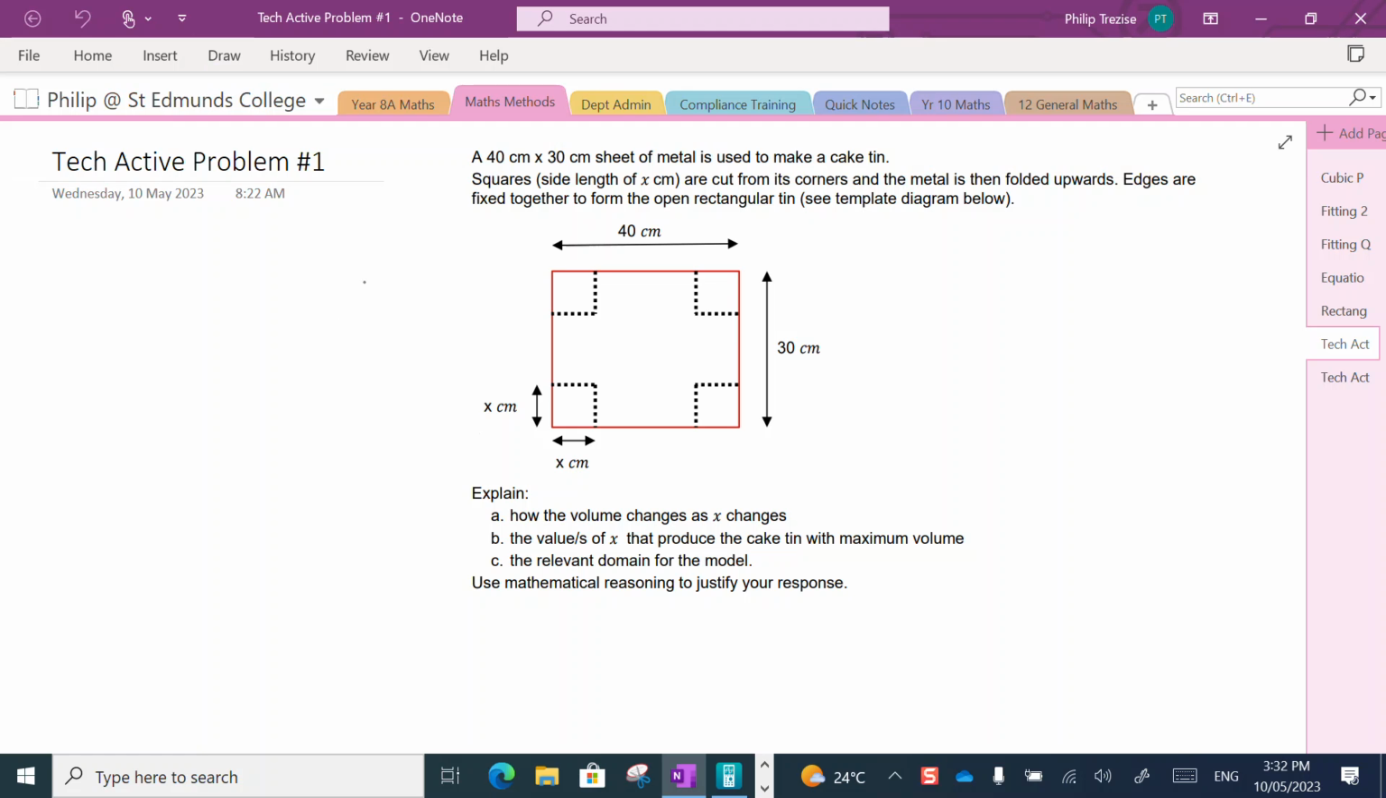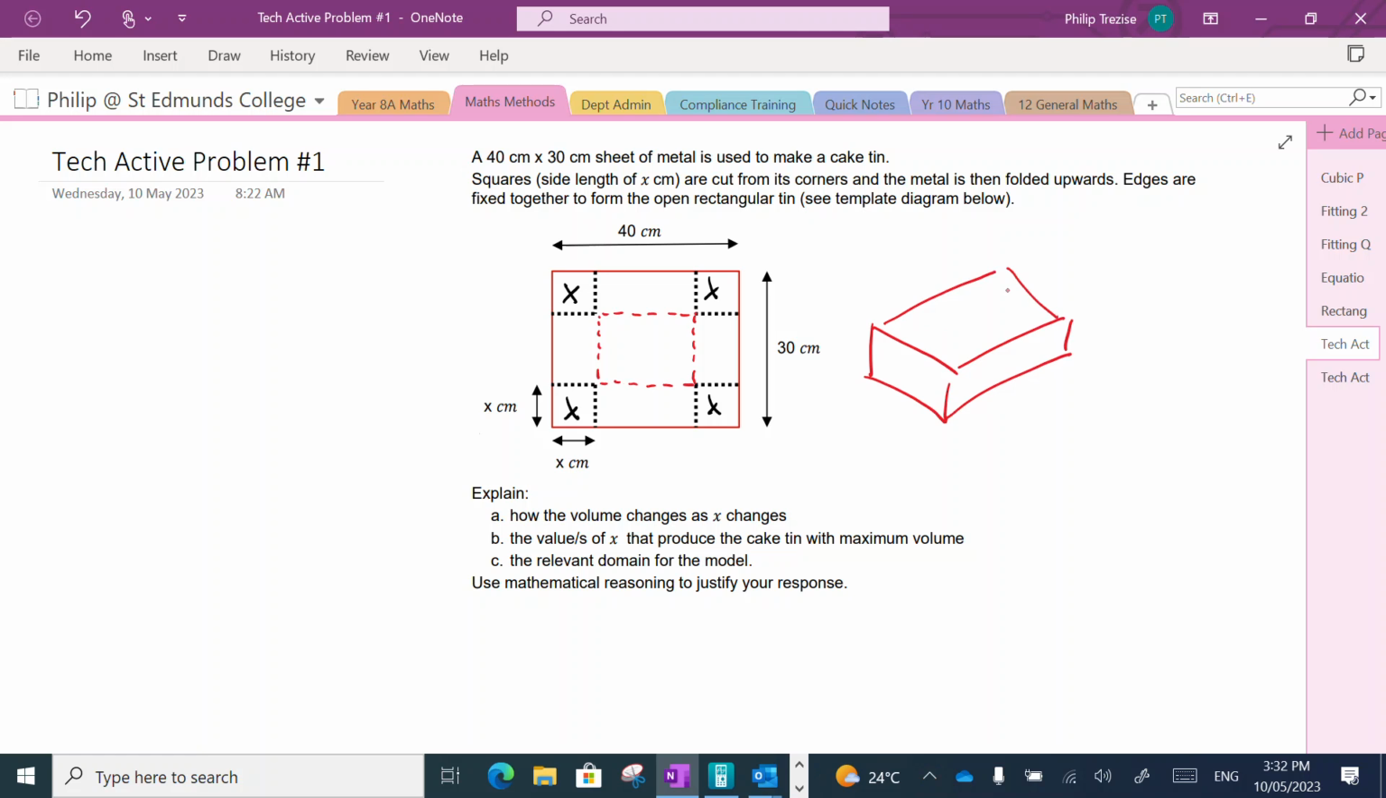So we have a 30 by 40 centimeter sheet of metal. We're going to chop out the corners, so these pieces will be taken away, and then we'll be folding the edges up. So the base of the tin is going to be this red rectangle I'm drawing in, and then the edges would be folded upwards, something like this. There we go.